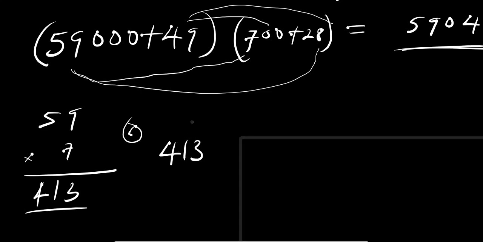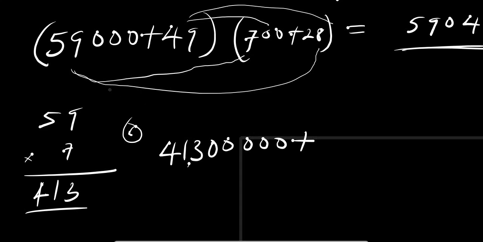How many zeros do we have in total? 1, 2, 3, 4, 5. Have you seen it? We have 1, 2, 3, 4, 5. Plus, that is 59,000 times 700 is this. That is 41,300,000. Have you seen it? Very simple.